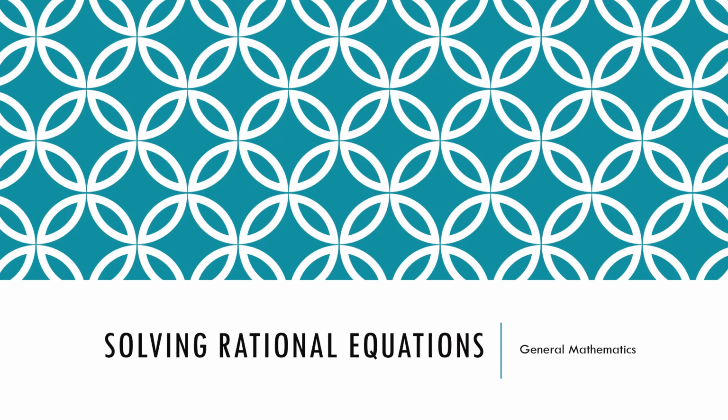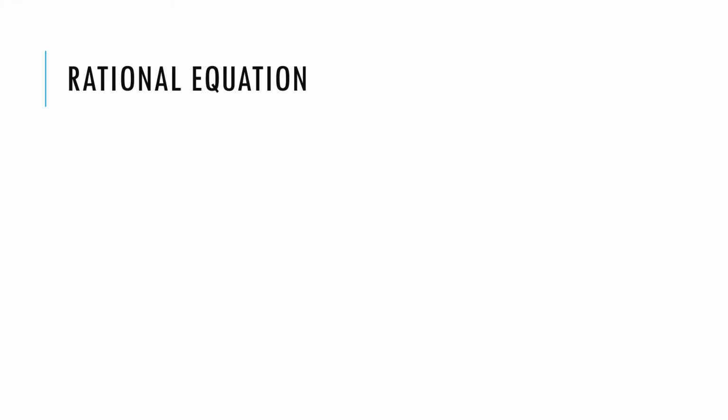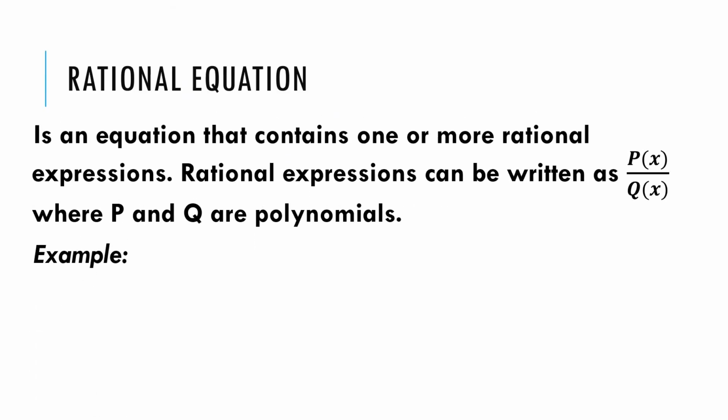Now, let's start solving rational equations. So here's the formal definition of rational equation. It is an equation that contains one or more rational expressions, and rational expressions can be written as p of x over q of x, where p and q are polynomials. Here's an example. We have x squared all over x plus 1 equals 1 all over x plus 1.